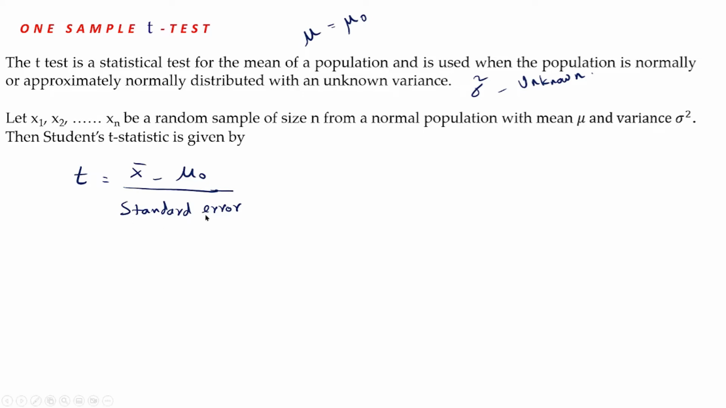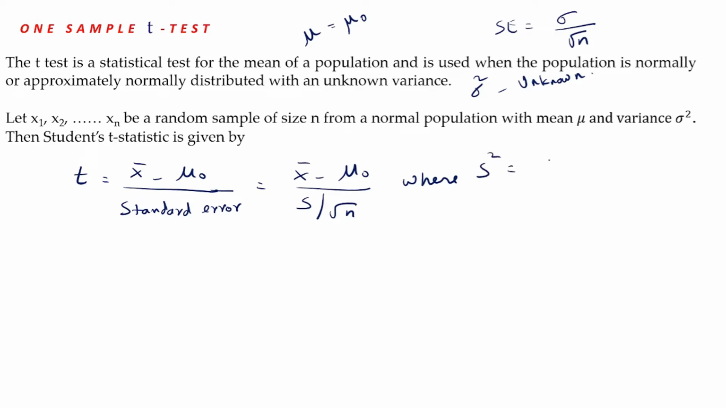Now what have we learned about standard error? The standard error we know is given by sigma by root n, where sigma is the population standard deviation. But sigma square is unknown. We are using this statistical test when sigma square is unknown, so we do not know what sigma is. As a result, what we have here is t equal to x bar minus mu naught upon capital S upon root n, where this capital S is an unbiased estimator of sigma, and capital S square is given by 1 by n minus 1 summation xi minus x bar the whole square.